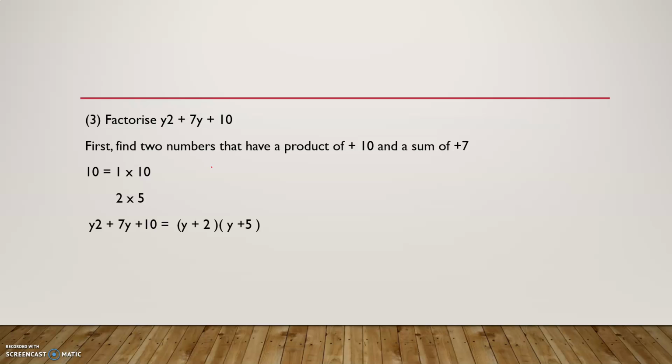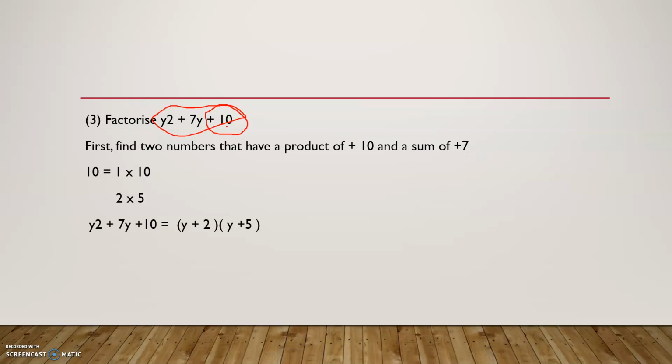Let's move to the next one, which is our example number 3. Factorize y squared plus 7y plus 10. So how we factorize a quadratic is, we'll have to find two numbers that have a product of positive 10, which is this 10, and also that two numbers give me a sum of positive 7.